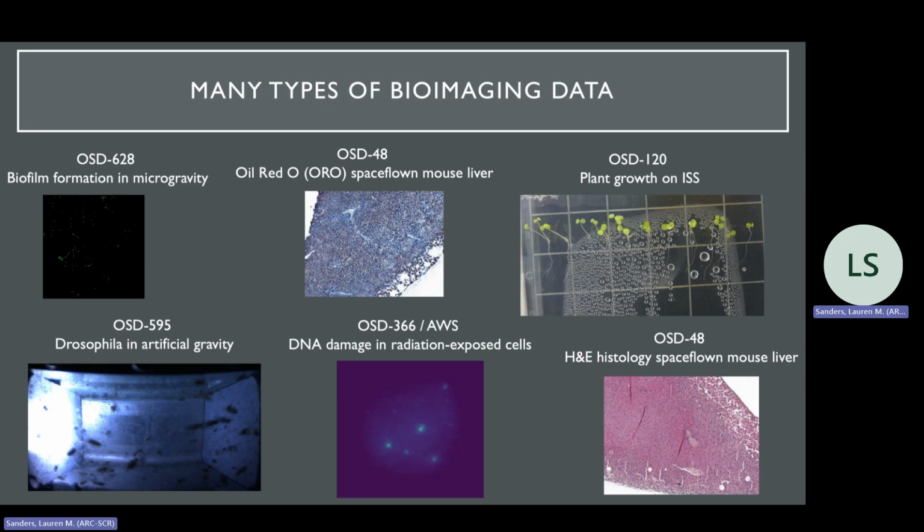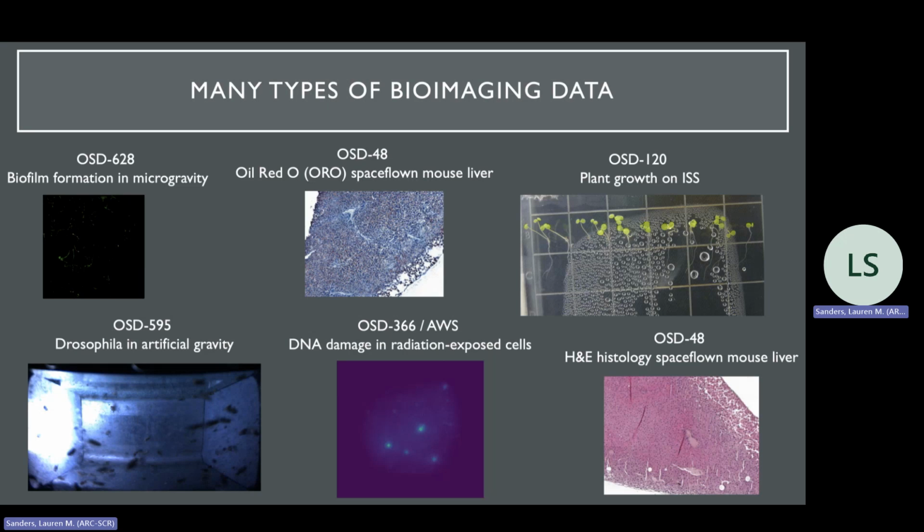I've put just a few examples on the slide here from the Open Science Data Repository from different bioimaging datasets. So for example, from OSD 628, we have microscopy images showing biofilm formation in microgravity. We also have from OSD 595, images of Drosophila or fruit flies in artificial gravity. And on the top right, OSD 120, images of plant growth on the ISS.